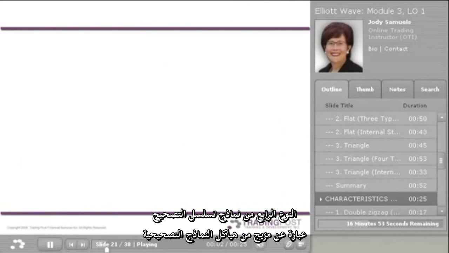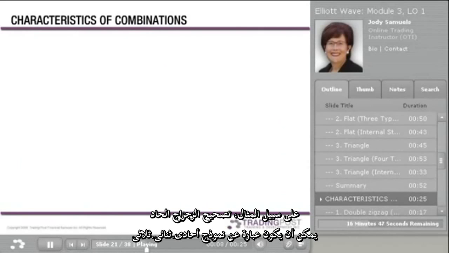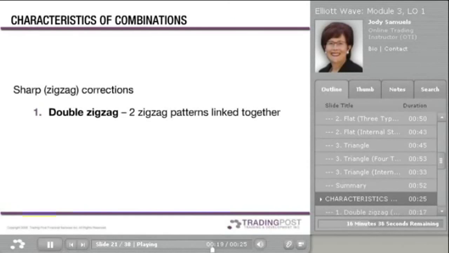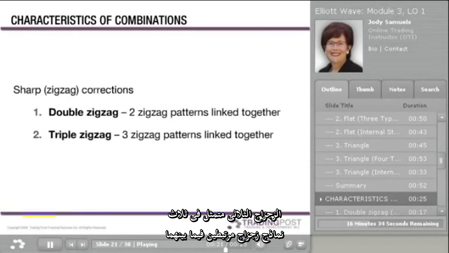A fourth type of corrective sequence forms a combination of the basic corrective structures. For example, sharp zigzag corrections can be single, double, or triple patterns. A double zigzag is two zigzag patterns linked together. A triple zigzag is three zigzag patterns linked together.